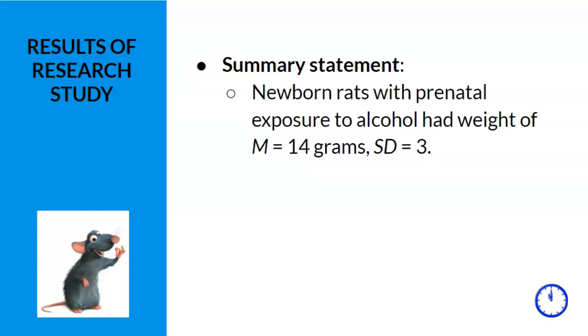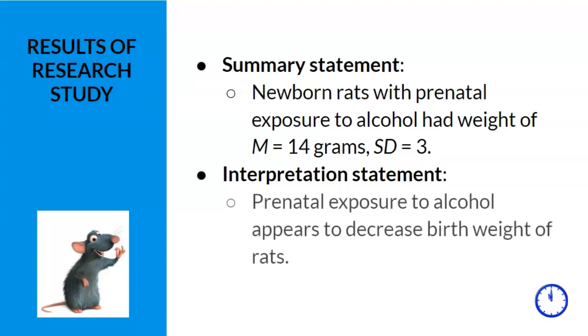So now what? What does the summary statement really mean? This is where the interpretation statement comes in. Recall that the interpretation statement translates the results in a way that is easier to understand. Since we know that the normal birth weight of newborn rats has a mean of 18 grams, and that the experimental group had a lower average weight of 14 grams, we will have the following interpretation statement. Prenatal exposure to alcohol appears to decrease birth weight of rats.